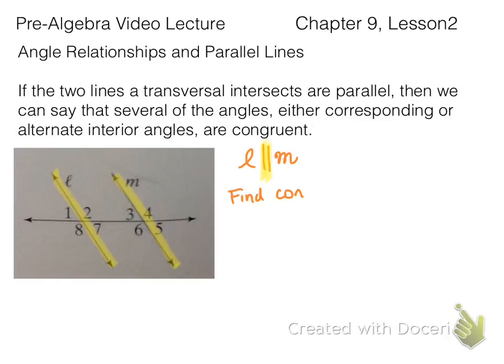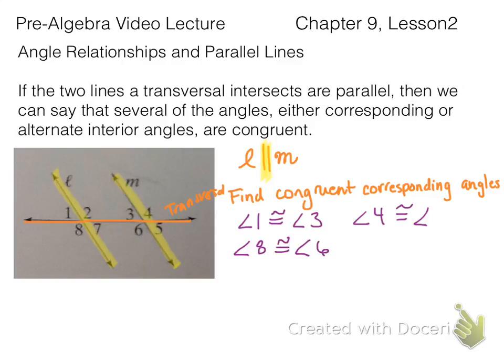All right, so they want us to find corresponding angles, and then we're going to find alternate interior angles, and we're going to say that they are congruent. Okay, so if I'm going to look for corresponding angles, they are on the same side of the transversal, and remember this is the transversal. They're on the same side of the transversal and in corresponding spots. So same place on the same side of the transversal. So congruent corresponding angles would be angle 1 and angle 3, angle 8 and angle 6, angle 4 and angle 2.